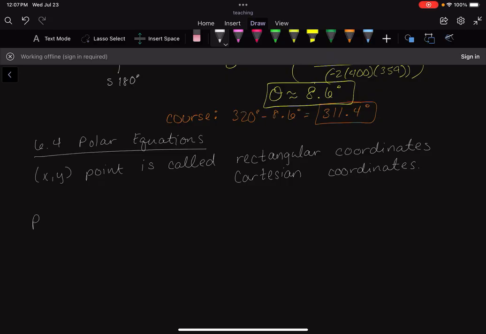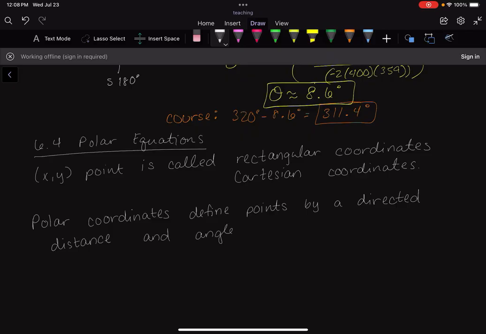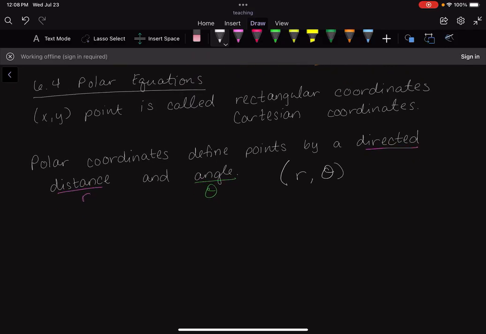Polar coordinates define points by a directed distance and some angle. Really what we're going to see is that polar coordinates are in this form. The directed distance is going to be an r value, and then the angle is going to be a theta value. So we're going to write these as r comma theta. So instead of writing x, y, we're going to write r and theta.